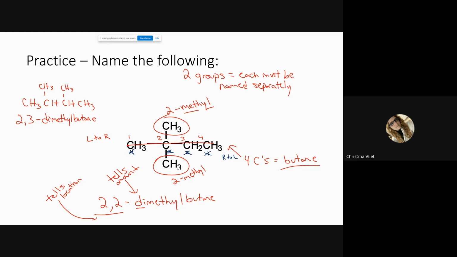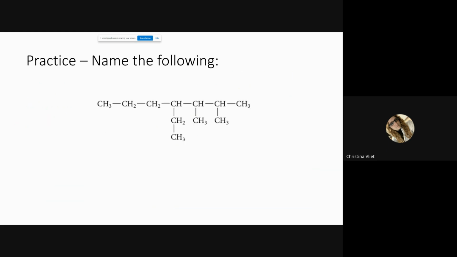Ready to step it up another notch? So we've now encountered, oh no, what happens if I've got 2 groups? That's what we've encountered so far. The next one is going to be a step up. Ready? What's up with this one?